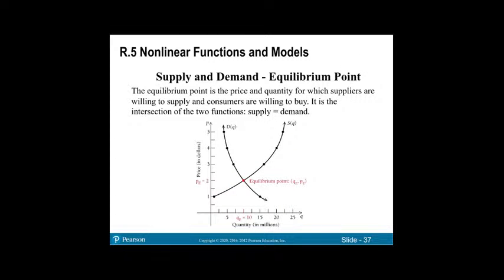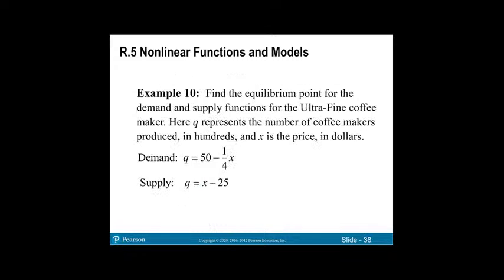So the equilibrium point is the price and quantity for which the suppliers are willing to supply and the customers are willing to buy. It is the intersection of the two functions, supply equals demand, right? So when the supply and demand are equal based on the quantity, it's fine. So find the equilibrium point. So basically, set these two functions equal to each other and solve.